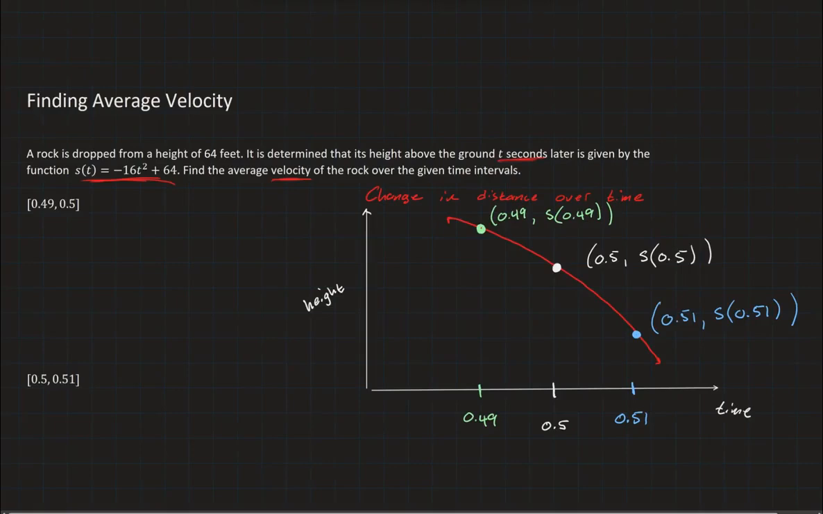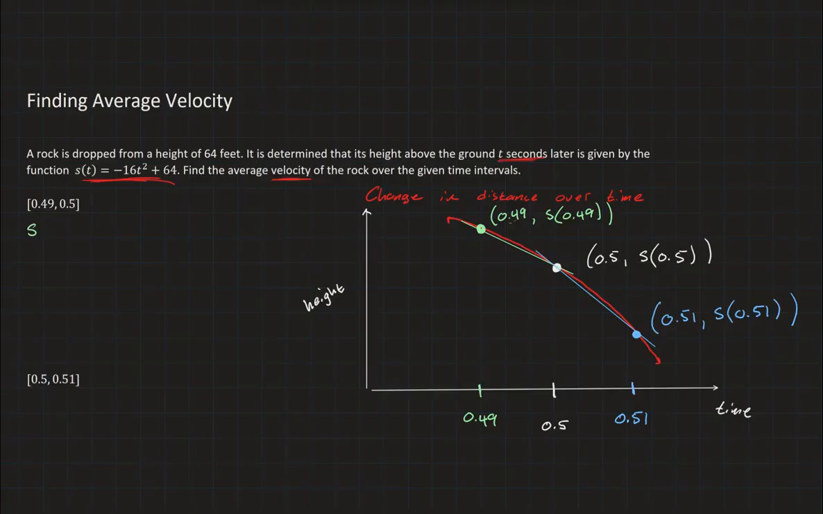So to find the average velocity of the rock over this given time interval, I need to take these 2 points and connect them with a line. It's my first secant line, and I need to find the slope of that secant line. And then I'm going to take these 2 points, connect them with a line, and find the slope of that secant line. Those will give me the average velocity. So for the sake of time, I'm going to go ahead and just write out what these values are. And like I said, I need to evaluate this function at this time.